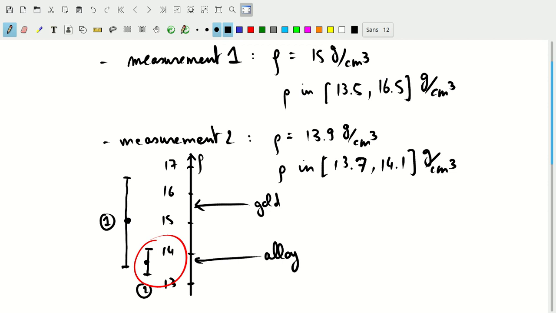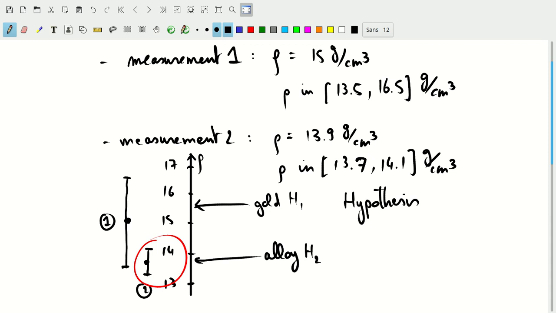And so of course here we've been able to use this in hypothesis testing. In this case, we had two hypotheses. Hypothesis one was that the metal is really made out of gold, and measurement one cannot discard that hypothesis and cannot discard hypothesis two, that the metal is an alloy. In the case of measurement two, however, we can reject hypothesis one.